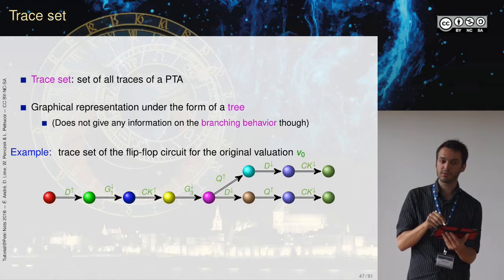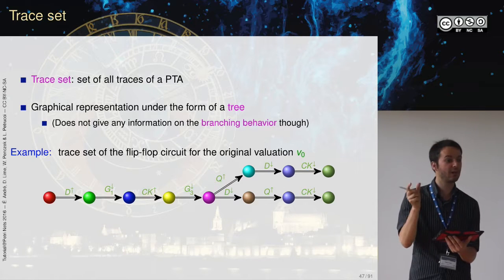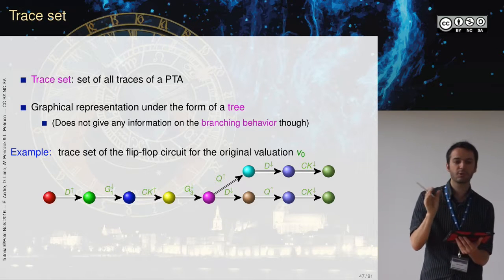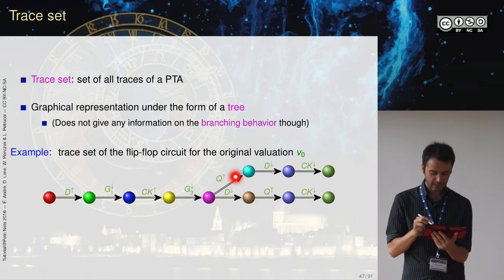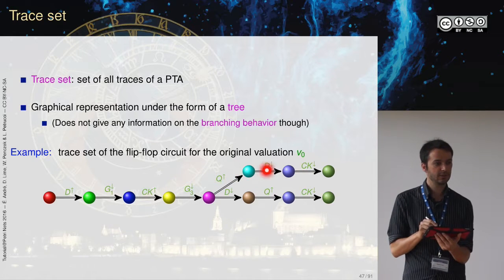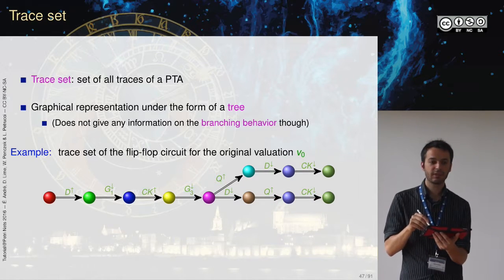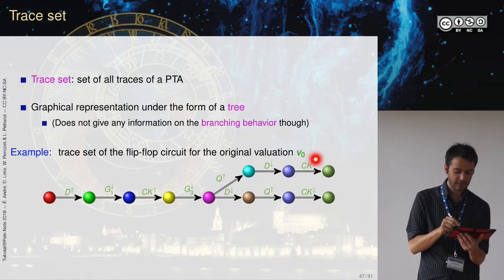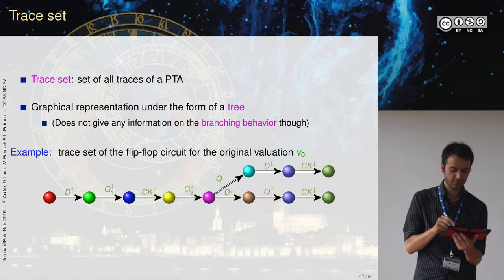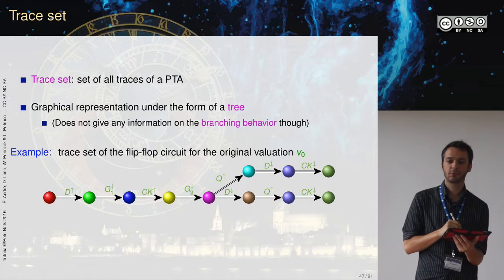Then we have two options depending on the timing values. We have intervals, so we do not know with certainty what will happen first. Either Q rises, then D falls and CK falls, or D falls and then Q rises and CK falls. In both cases, you notice that my property is true. I'm interested in showing that Q rises before CK falls. This is true for both traces.